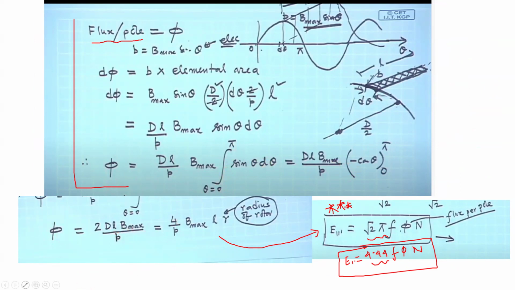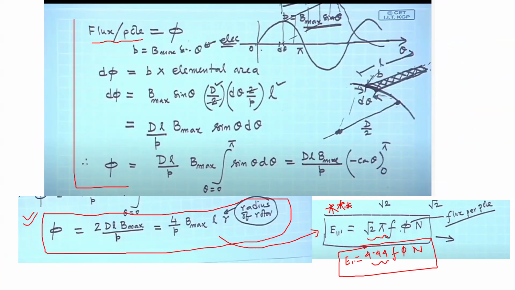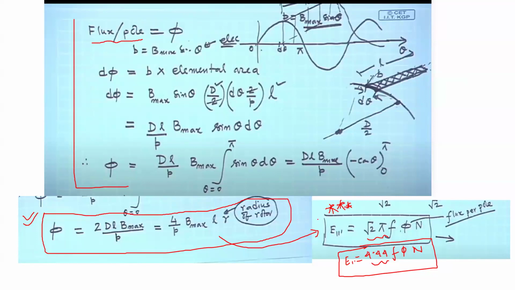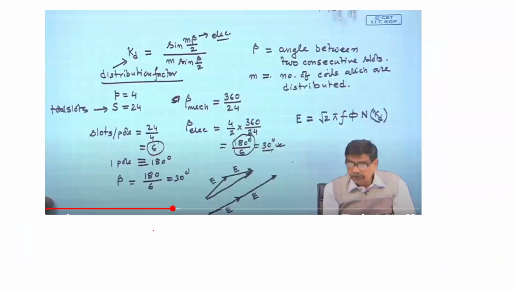You will be using this value of phi in some of the questions where it is asked to find the flux per pole. This is the value, you can see it has been derived. If you replace Bmax in terms of phi in this expression, and replace this small n in terms of frequency, you will obtain this expression. Just remember this expression and this expression for solving the numericals.